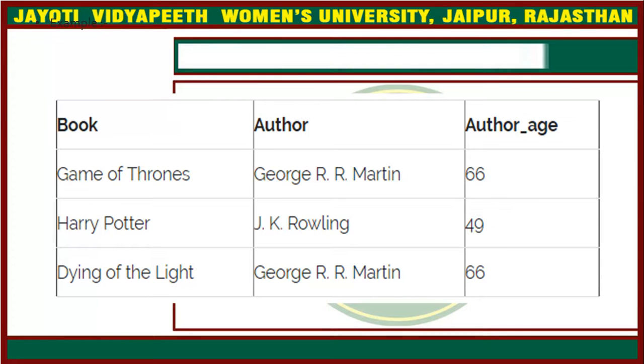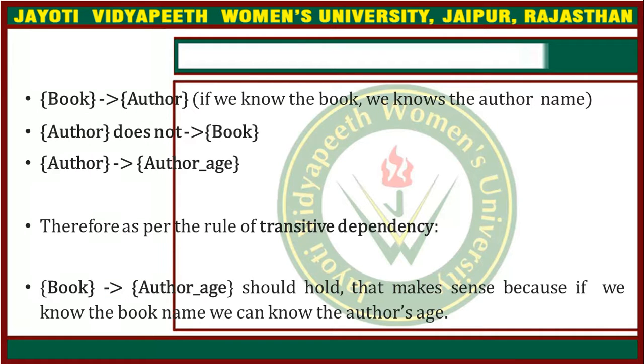You see here a table with book, author and author age as the three columns, in which there are three rows. Now in this, book tends to author. If we know the book, we know the author name. Author does not tend to book, and author tends to author age. Okay, so these are dependencies. Therefore, as per the rule of transitive dependencies, book tends to author age should hold. That makes sense because if we know the book name, we can know the author's age.